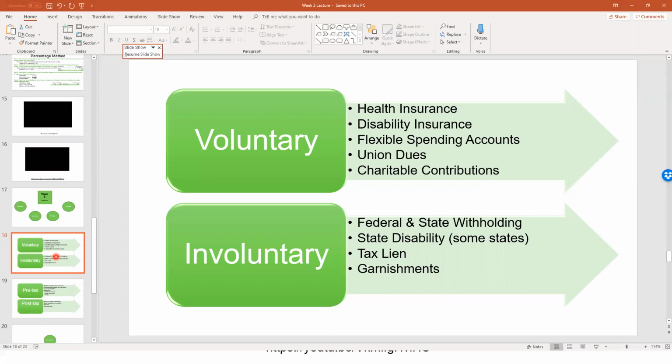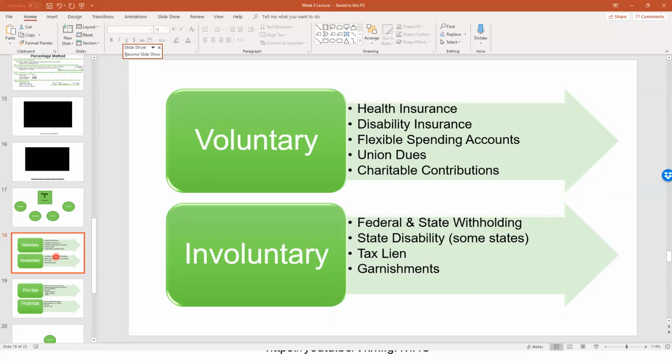They're voluntary and involuntary. So some of our voluntary type deductions are going to be like health insurance, disability insurance, flexible spending accounts, union dues, charitable contributions. Those are things that you choose to have taken out of your check. Sometimes union dues is a requirement for sure, but it is still considered a voluntary deduction. So these are ones that are your choice of how they're taken out of your check, and if they're taken out of your check mainly.